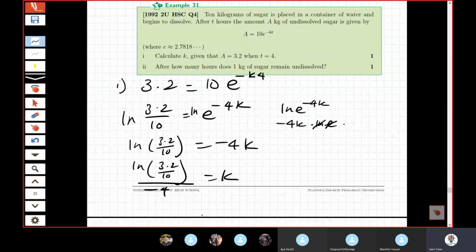Plug it into your calculator. 3.2 over 10 divided by negative 4. k equals 0.2849. Try to write your k's to 4 decimal places, if you're going to use that answer.